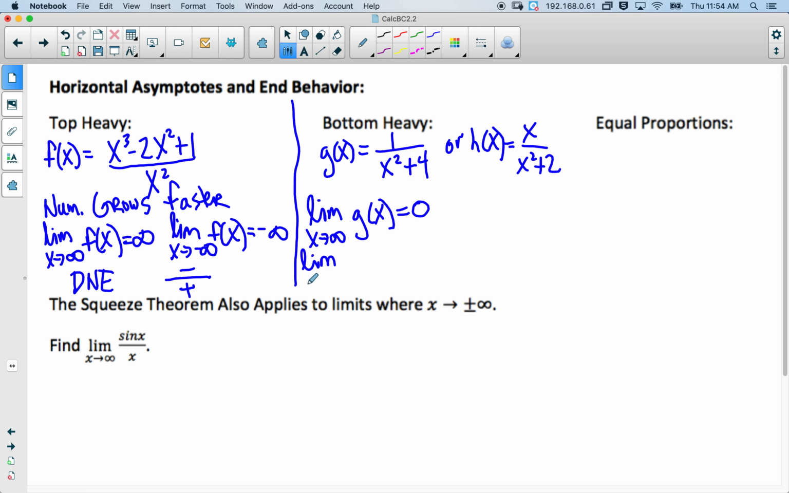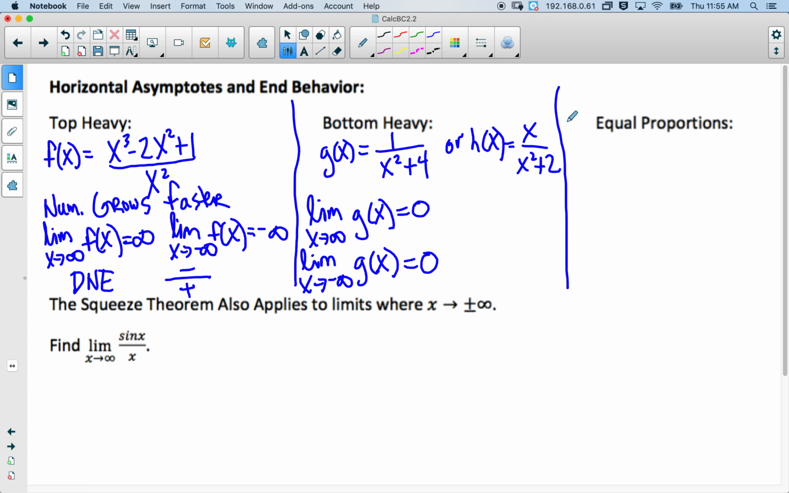I'm going to try to save some room. As x approaches negative infinity, this is growing faster, even on the left-hand side. A negative huge number in the denominator is still going to go to 0. Okay, and 0 doesn't have a sign, so we wouldn't do a plus 0 and a minus 0, it would just be 0. So that's when the denominator is growing faster than the numerator.